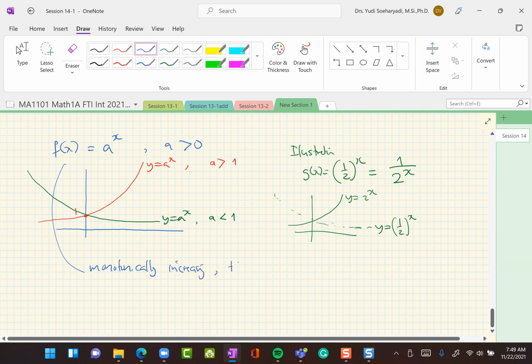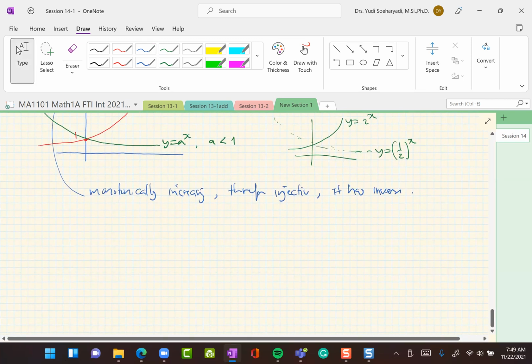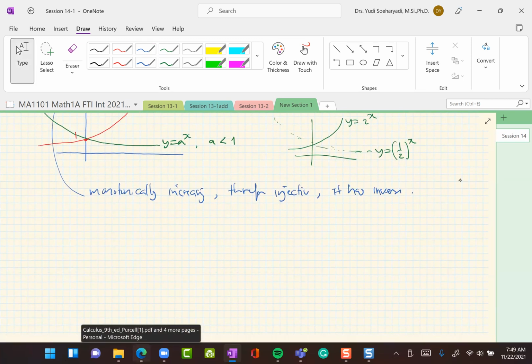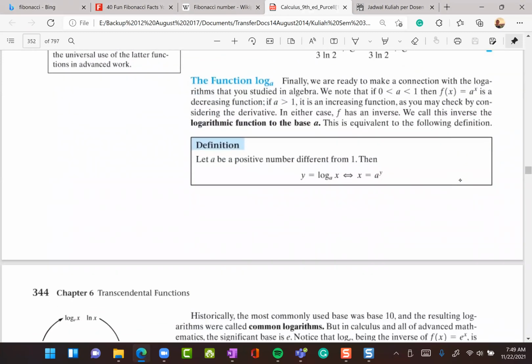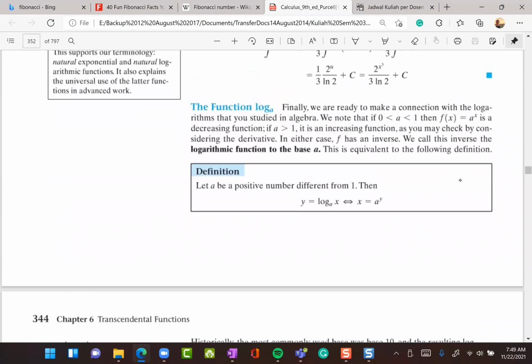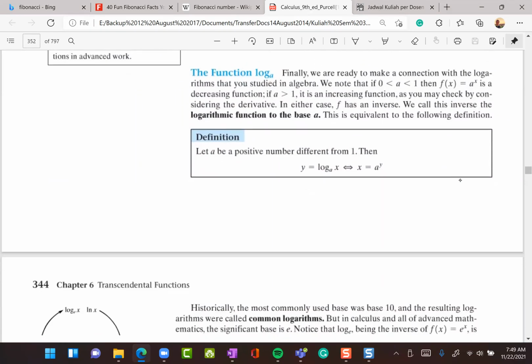Therefore injective, and it has an inverse. Okay, so what is the inverse? Well, the inverse is the log base a function.